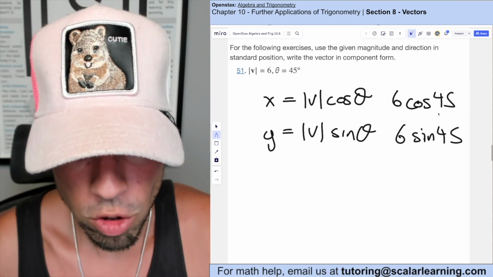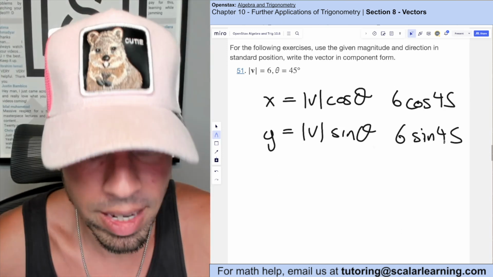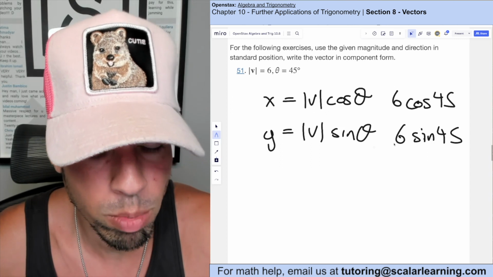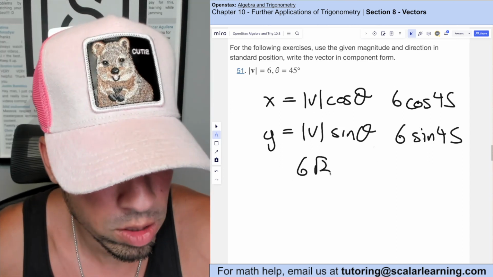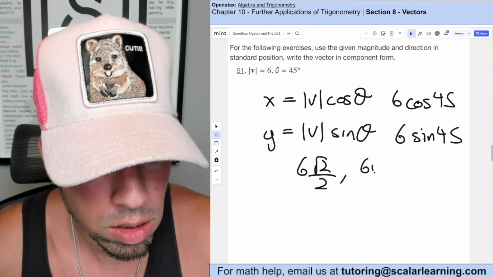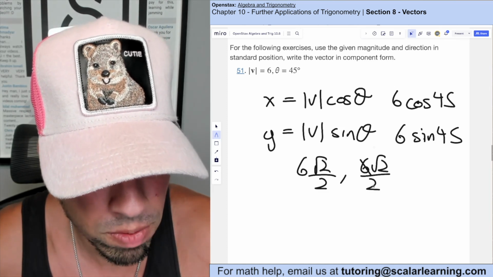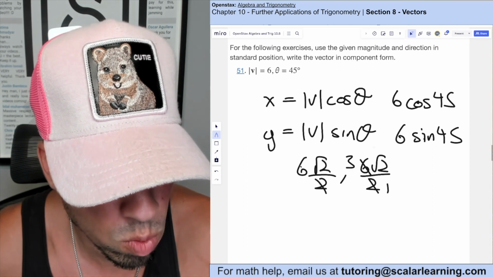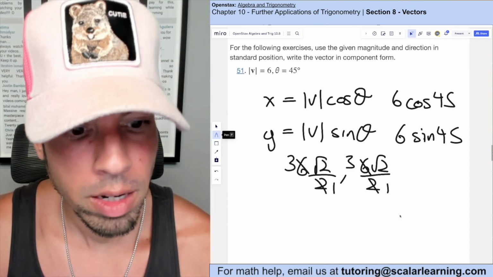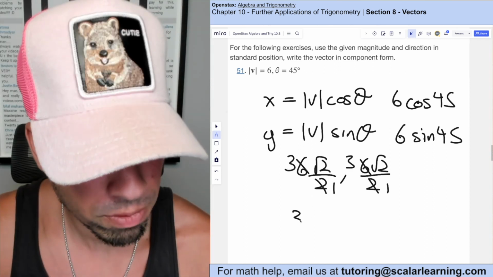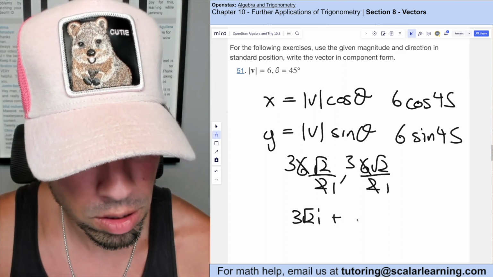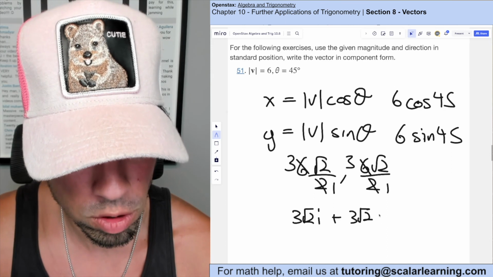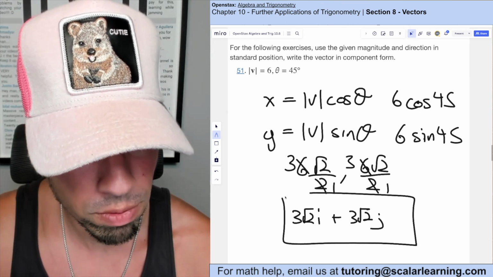So let's use the unit circle to calculate this. And the cool thing about cosine and sine of 45 is they're both the same thing. They're both rad 2 over 2. So it becomes 6 times rad 2 over 2. 6 times rad 2 over 2 simplifies to 3 and 1, right? Divide them both by 2, 3 and 1. And now to put this into component form, it's the first value 3 rad 2 i, and then the second value plus 3 rad 2 j. There's component form done.